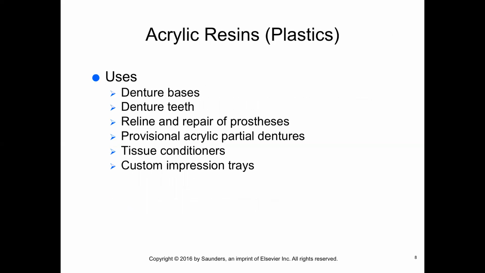Synthetic polymers used in prosthetic dentistry are called acrylic resins because they are derived from acrylic acid. Acrylic resin forms when a liquid monomer is mixed with a powder of small polymer beads. The mixture undergoes the polymerization process and is called polymethyl methacrylate, or PMMA. Acrylic resins are used for denture bases and teeth, relining and repair of prosthesis, provisional acrylic partial dentures, custom trays, and tissue conditioners.